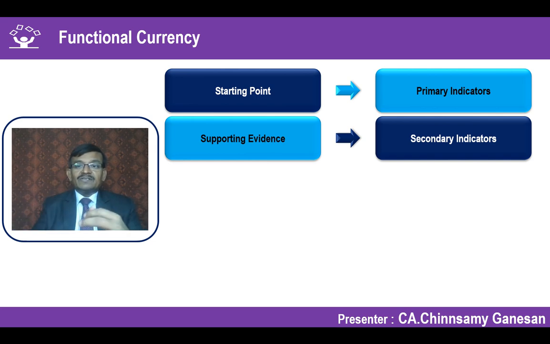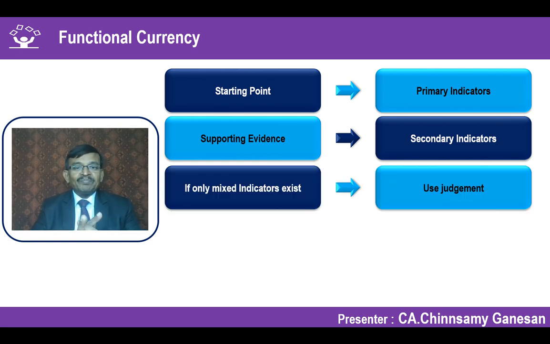Suppose primary indicators and secondary indicators are also mixed, then the standard says use the judgment of the entity. So normally the entity will assess and decide on what basis a functional currency has been determined. Of course, the standard requires a specific disclosure of what is the functional currency of the entity and how it has been determined, based on what indicators, primary indicators or secondary indicators. When judgment has been used, more disclosures are required to be added as part of the notes on accounts.